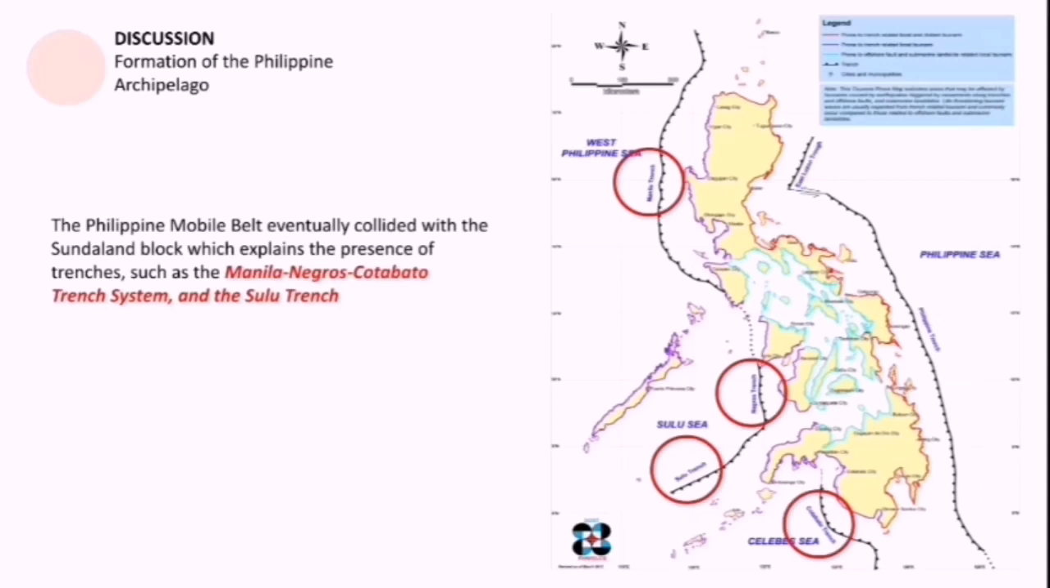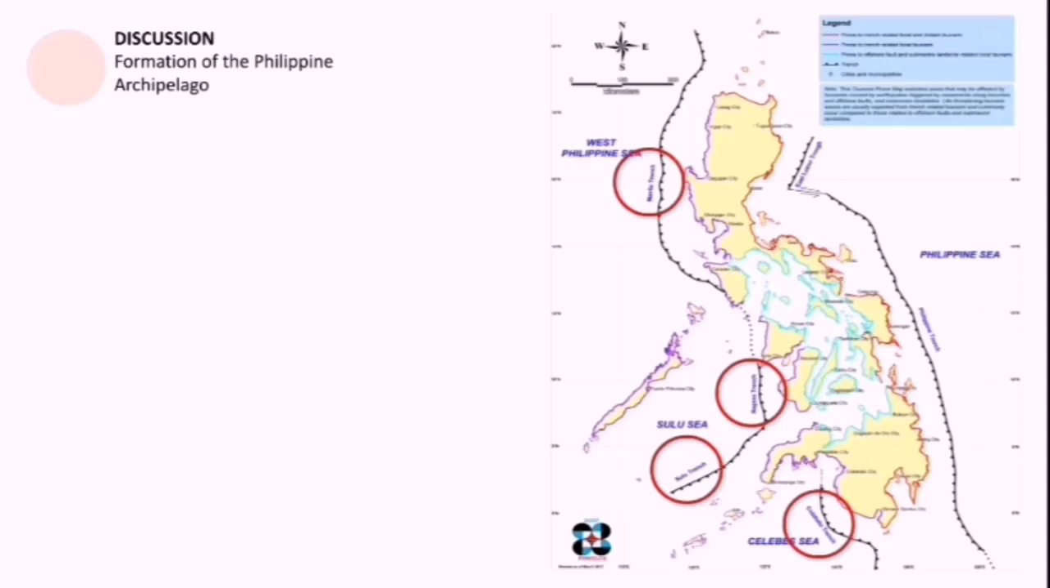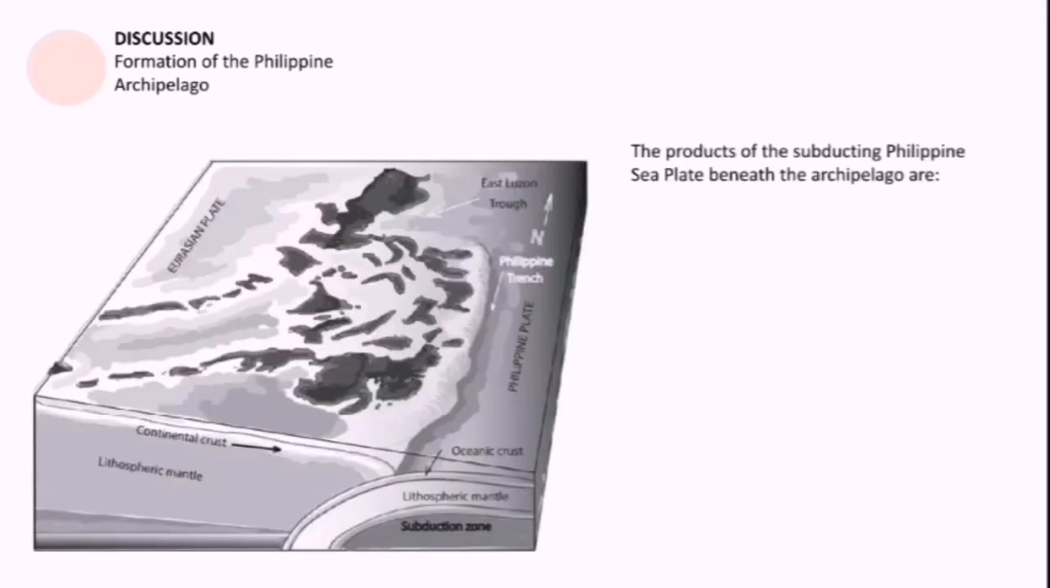The Philippine Mobile Belt eventually collided with the Sundaland Block, which explains the presence of trenches such as the Manila, Negros, Cotabato Trench System, and the Sulu Trench. You'll also notice that to the right, you'll see the long Philippine Trench. It's actually stretching from Luzon up until the lower parts, even past Mindanao.